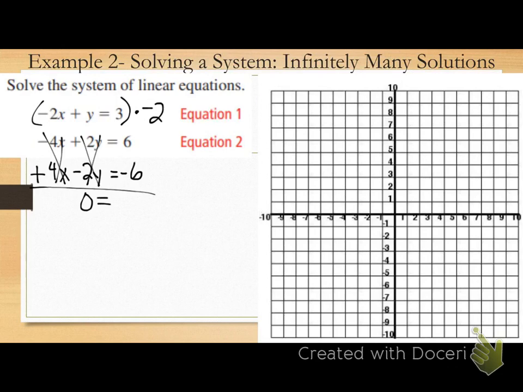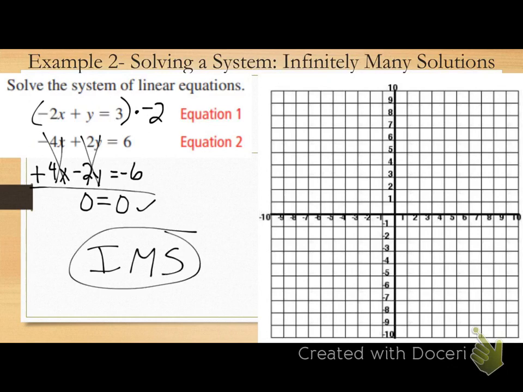Okay, what's 6 plus negative 6? 0. So once again, similarly to no solution, my variables cancel each other completely out. Am I left with a true or false statement? True. 0 does equal 0. So my answer is infinitely many solutions. That's what it would look like using elimination. Any questions on that?